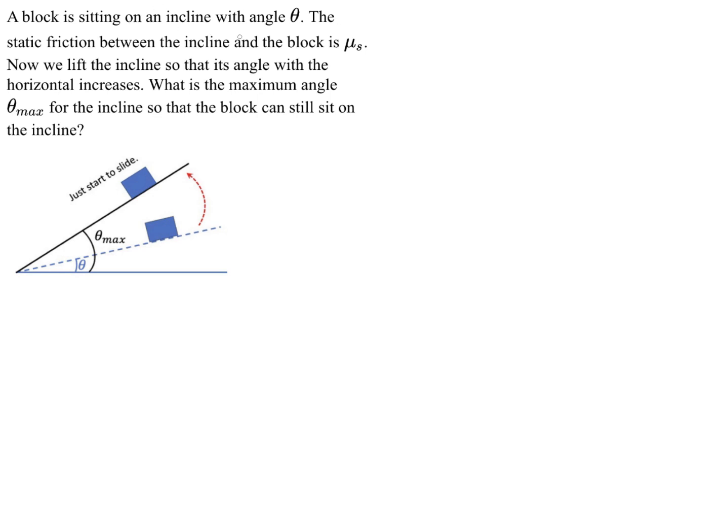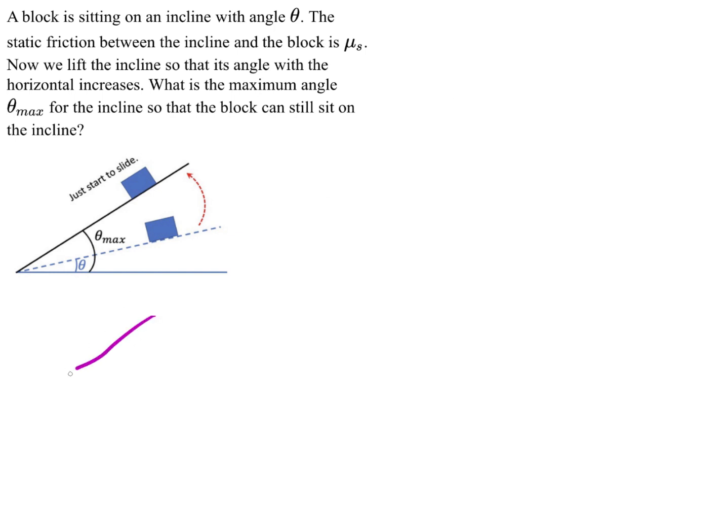A block is sitting on an incline with an angle theta. The static friction between the incline and the block is mu s. Now we lift the incline so that its angle with the horizontal increases. What is the maximum angle, theta max, for the incline so that the block can still sit on the incline?